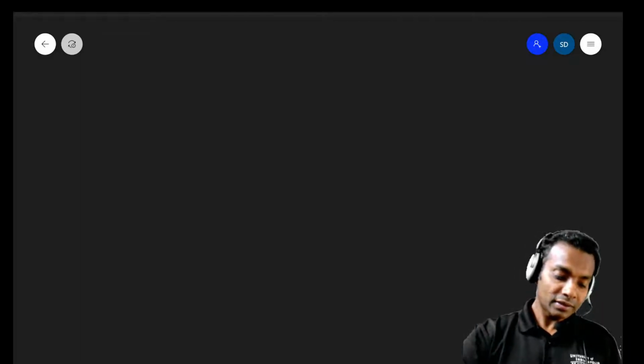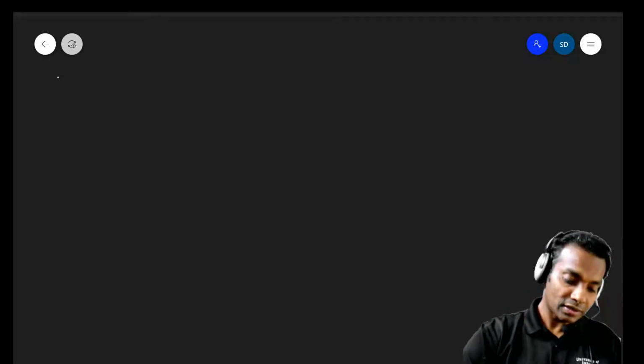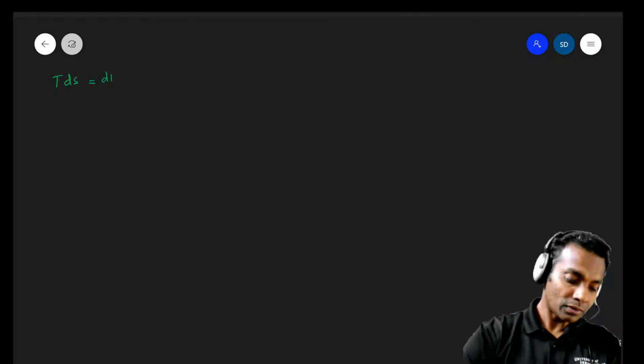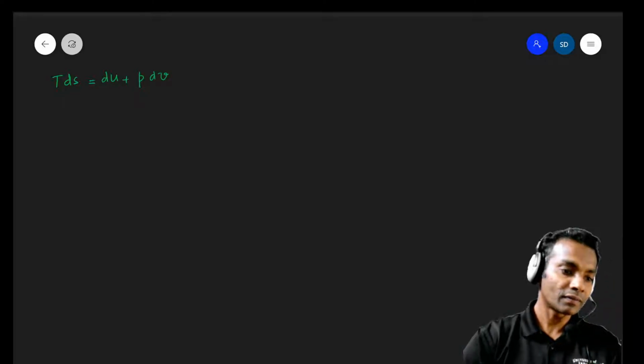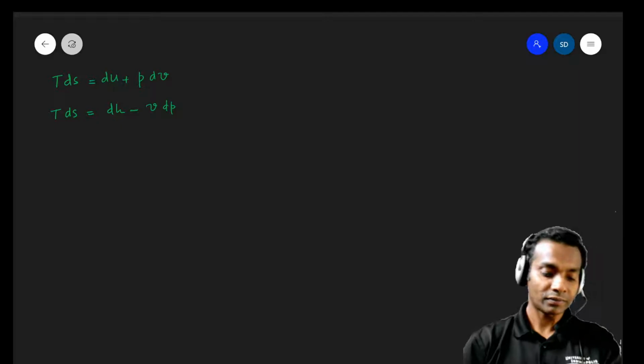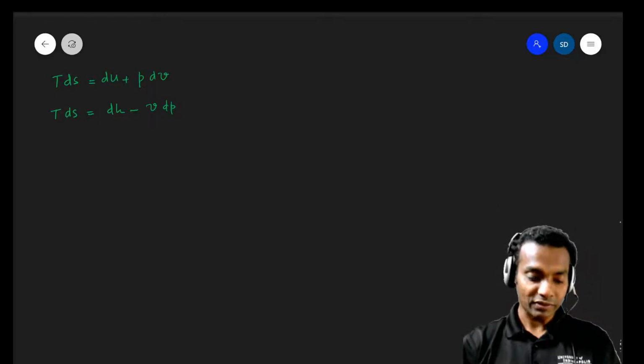So we learned two TDS relations. TDS equals du plus p dv, and we also learned that TDS equals dH minus v dp. Those are the two TDS relations.